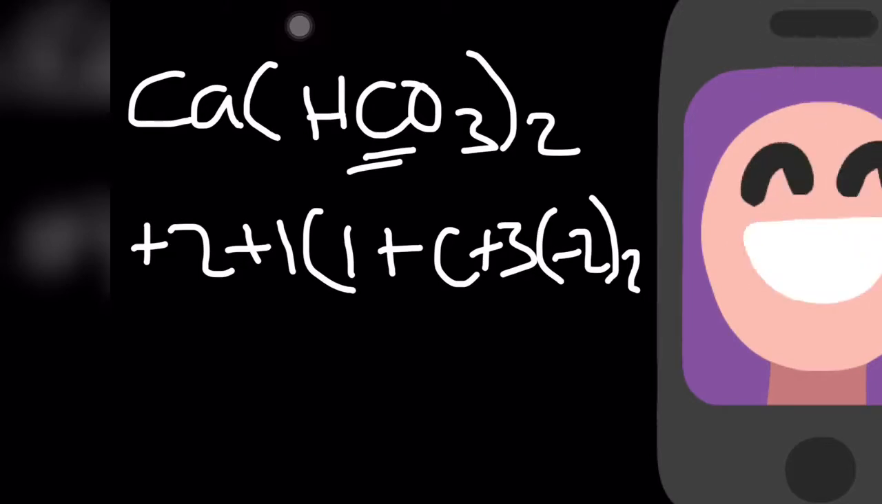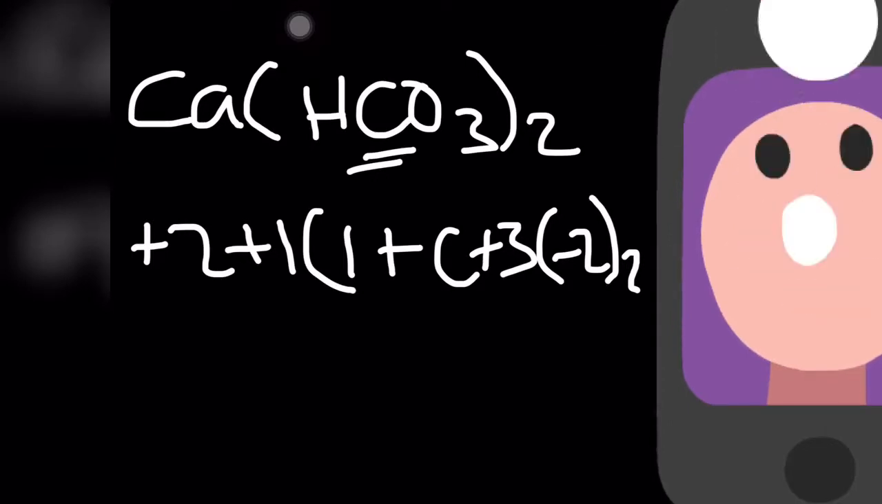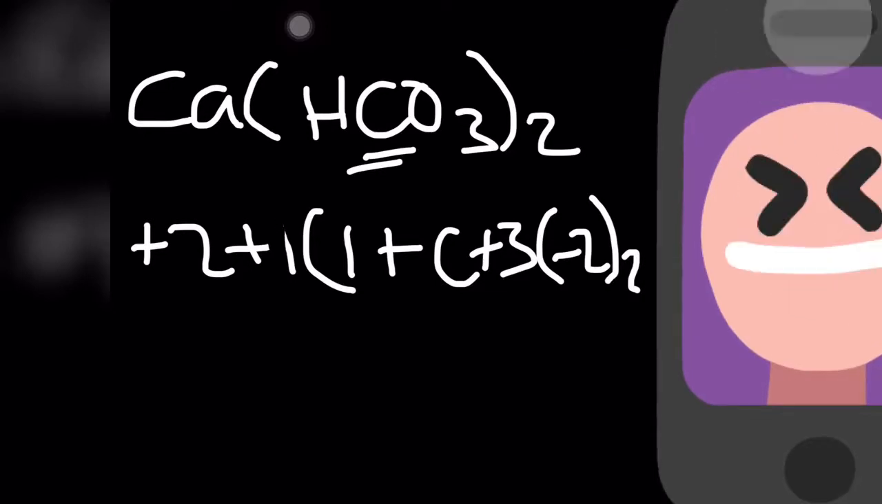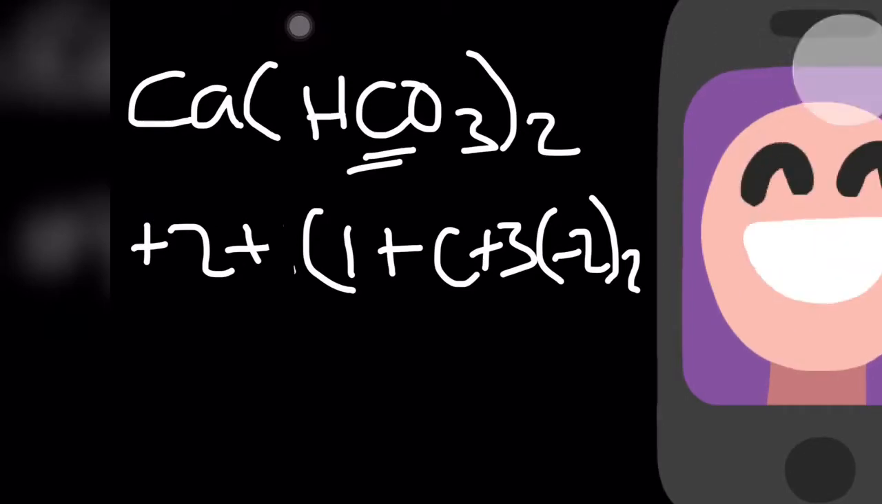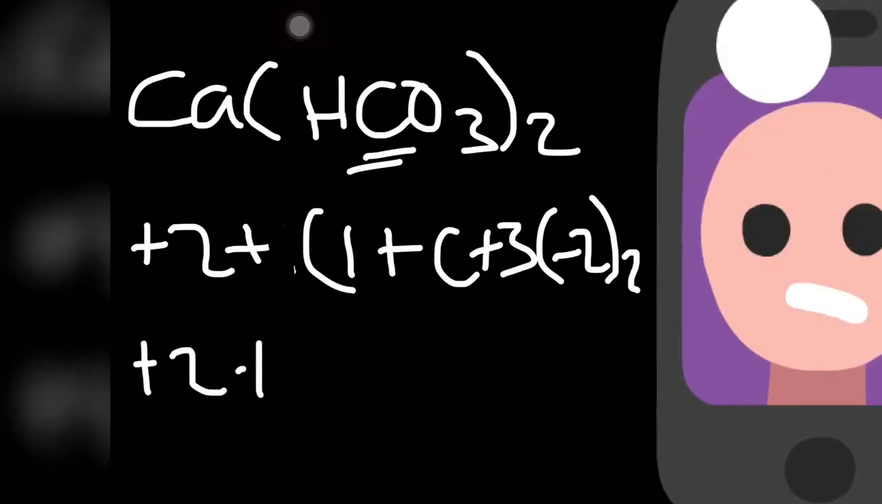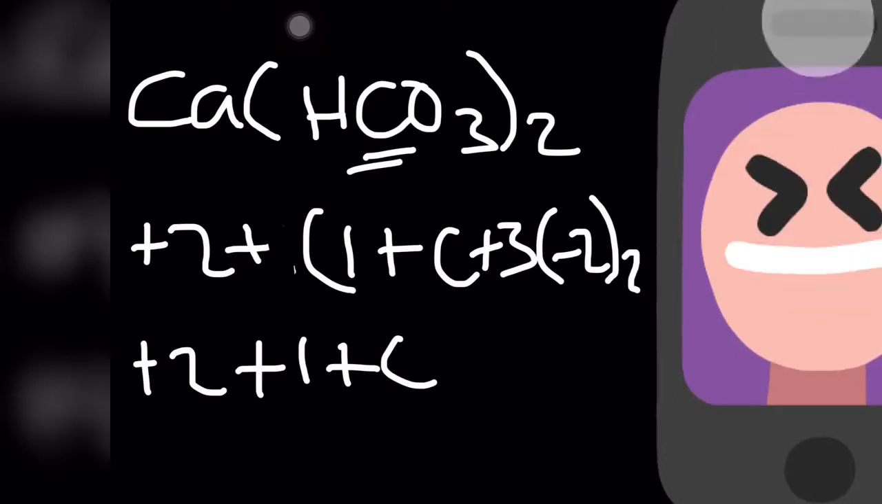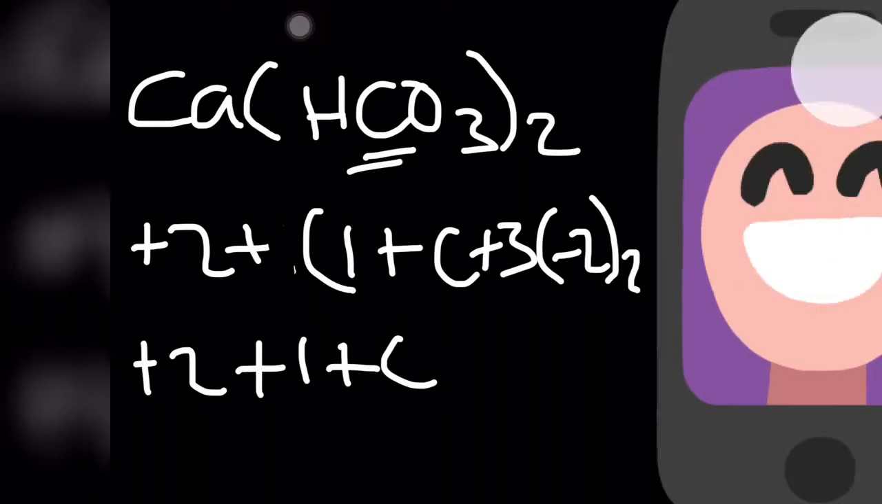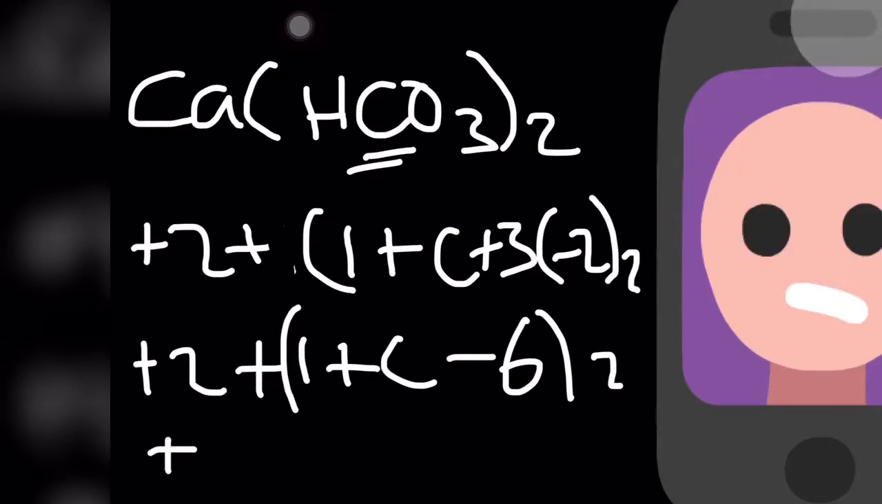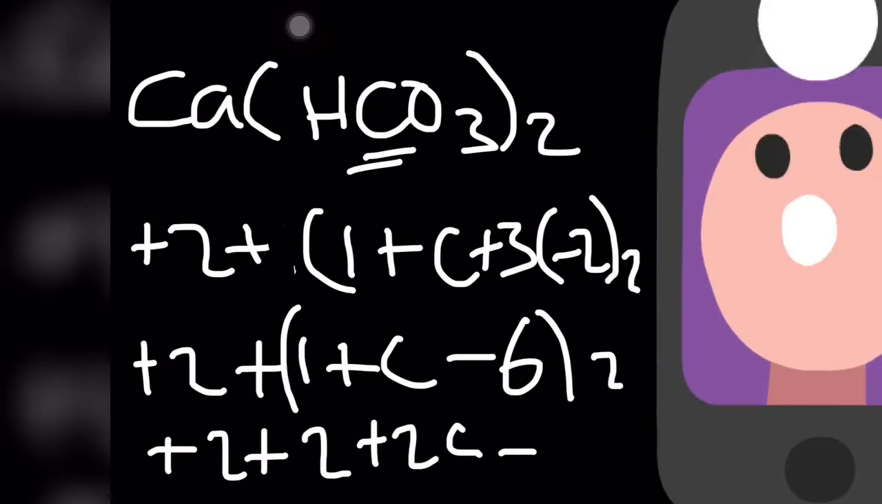So now this plus this, after all, erase this one. This one should not be here. Plus 2 plus 1 plus C, 3 times 2 is positive, 3 times minus 2 is minus 6. So it's still in the bracket. We have the 2 outside. We have plus 2 plus 2 times 1 is 2 plus 2C minus 12.